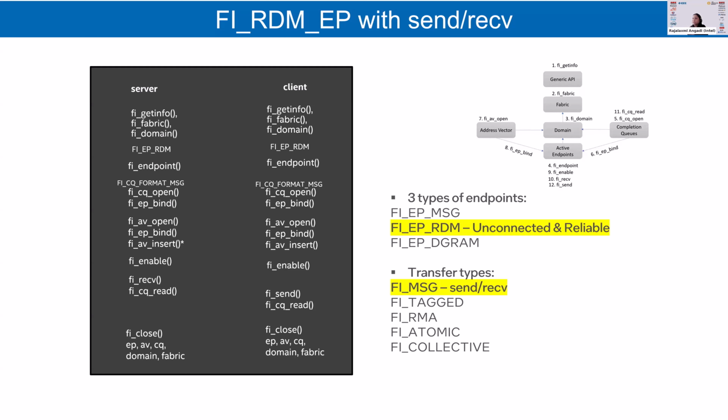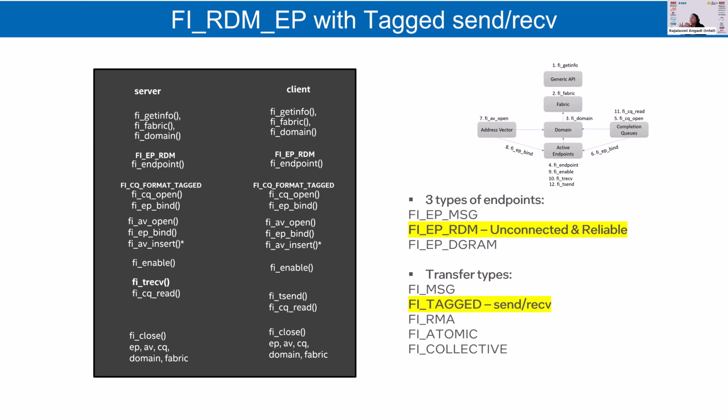So now let's look into another type of data transfer. I think I forgot to mention that we have those three types of endpoints that Alexia mentioned: FI EP message, FI EP RDM, and FI EP datagram. And there are different types of data transfers like message, tagged message, RMA, atomic, and collectives that we covered in previous slides as well. So let's look into the tagged example.